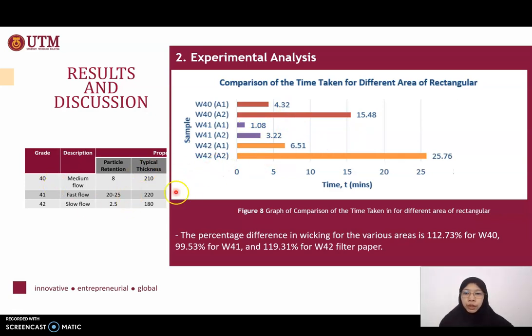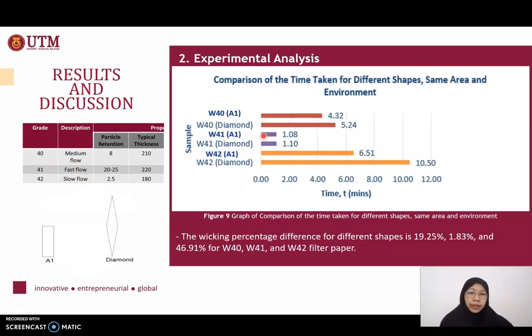We can see that for the 42, it is the slow flow, okay, the slow flow. So of course it will take more time because it has very small voids, so it takes a greater time for the fluid to flow. But for the 41, it is a fast flow, just a very short time duration.